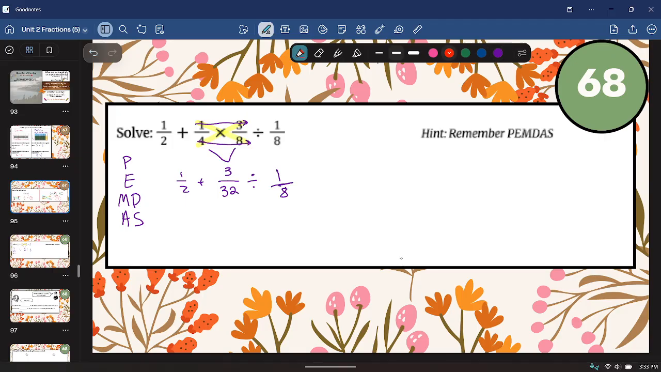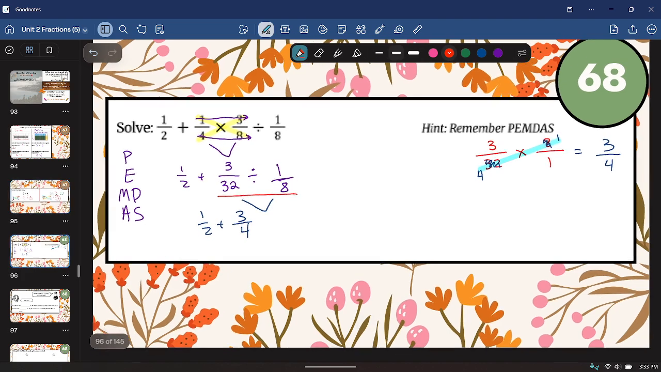And according to PEMDAS, we should do the division next. So I'm going to do that over on the side. We have 3/32. We keep it, we change it to multiplication, and then we flip it to 8/1. When we pre-simplify, I notice 32 and 8 are both divisible by 8, so I'll do that. 32 divided by 8 is 4, 8 divided by 8 is 1. So we are left with this, and we get 3 times 1 is 3, 4 times 1 is 4. So we have 1/2 plus 3/4.